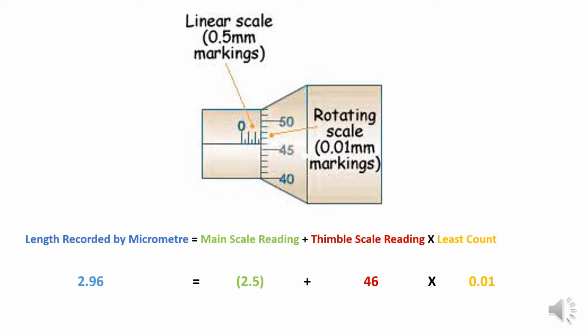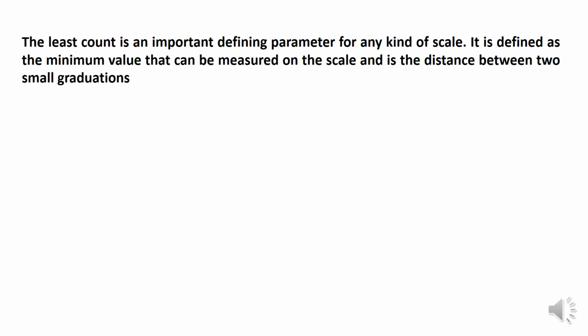Now one question arises in the mind of the student: what is least count? How to calculate the least count for a micrometer? In vernier caliper we have seen how to calculate the least count. In a similar way we will calculate the least count of micrometer. The least count is defined as the minimum value that can be measured on the scale and is the distance between two small graduations.